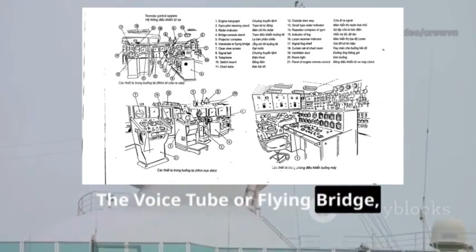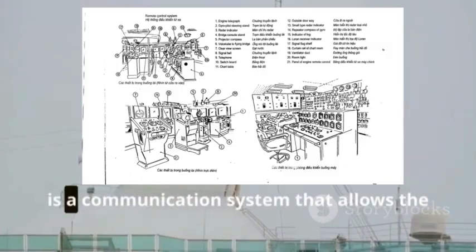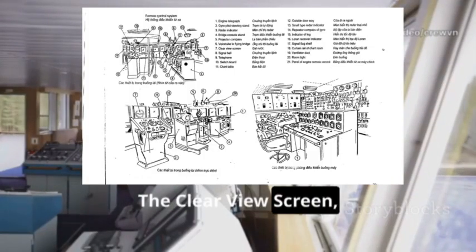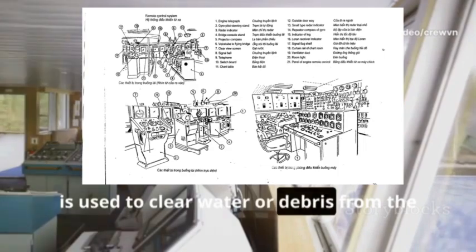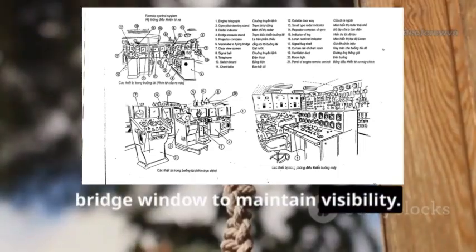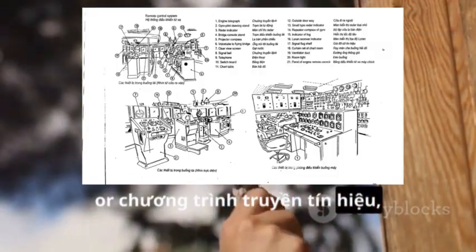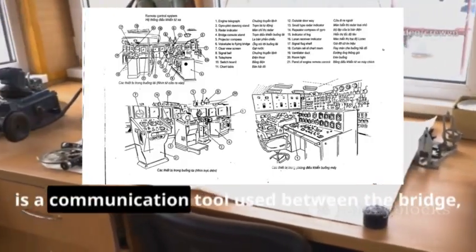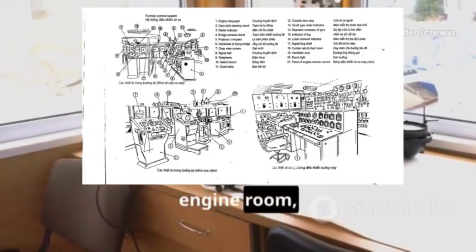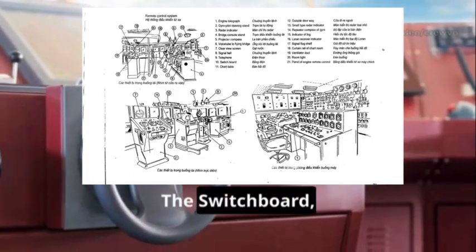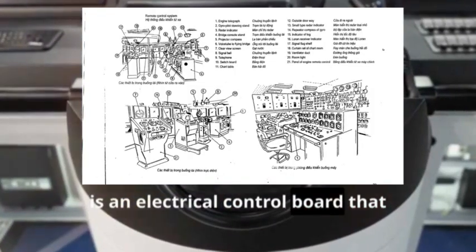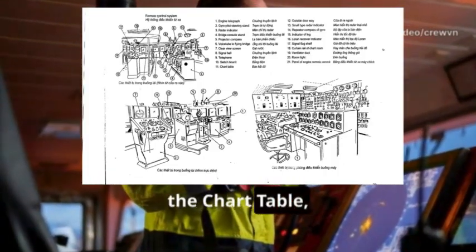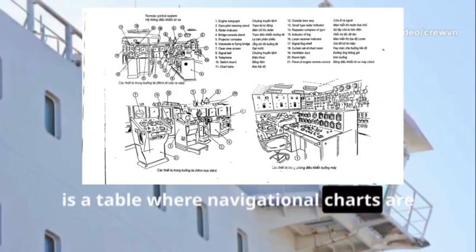The voice tube or flying bridge is a communication system that allows the bridge crew to talk to the crew in the engine room. The clear view screen is used to clear water or debris from the bridge window to maintain visibility. The signal bell is a bell used for signaling between different parts of the ship. The telephone is a communication tool used between the bridge, engine room, and other departments. The switchboard is an electrical control board that manages the distribution of electrical power throughout the ship. And finally, the chart table is a table where navigational charts are laid out and reviewed to plan routes.